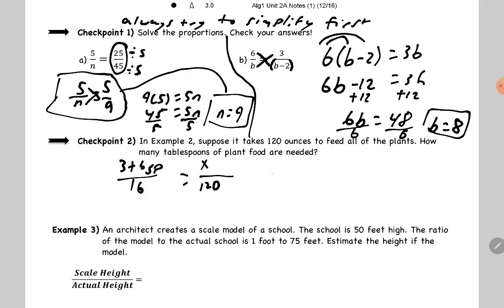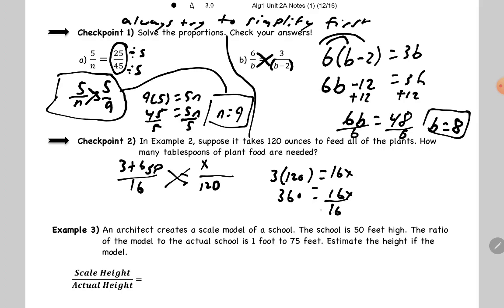3 times 120, cross multiplication, cross product. 3 times 120 equals 16x. 360 equals 16x. I'm going to have to use a calculator for this one, I think. Actually, no. There is one way to do this without a calculator.